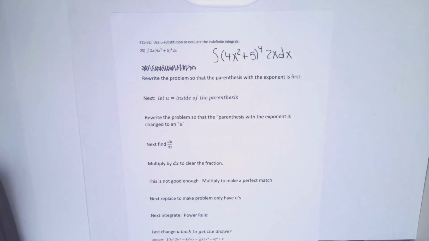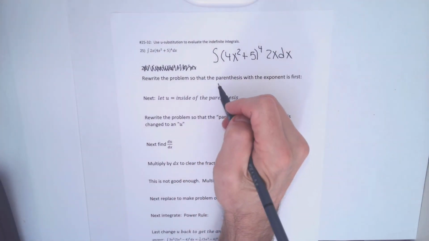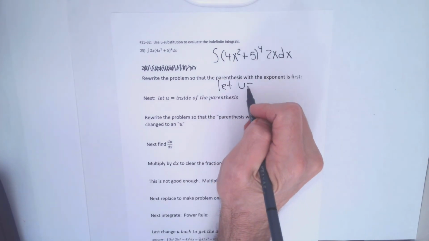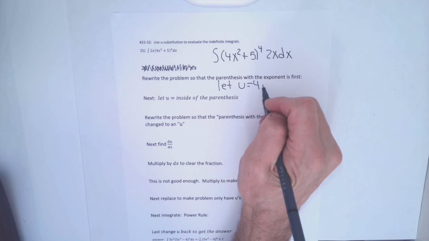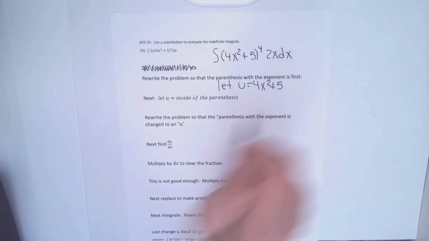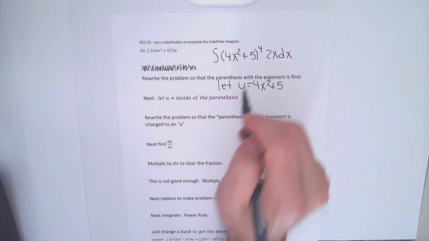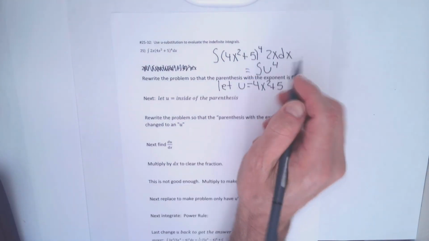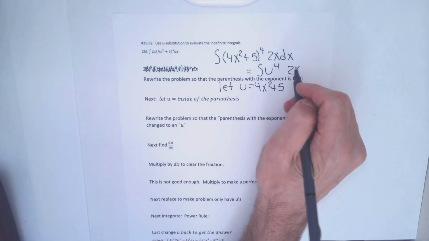So anyways, it's a parentheses with an exponent. I wrote that parentheses with my exponent first. Anytime I have a parentheses with an exponent, 100% of the time, I let u be the inside of that parentheses. That's exactly what I'm doing here. That'll allow me to rewrite the problem as u to the 4th times 2x dx.